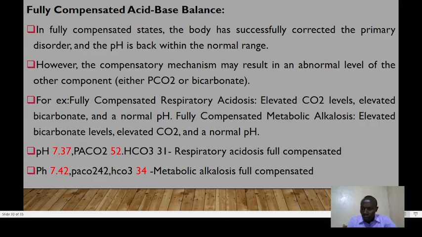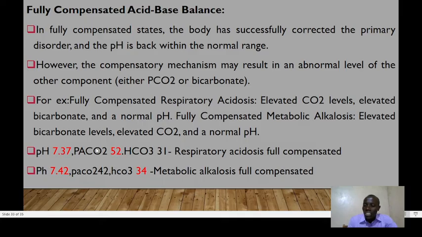Looking at the pH, is it acidic or alkaline? Well, 7.37 is within the normal range, which is 7.35 to 7.45. So what am I supposed to do in this case, guys? If you look at 7.37, it's much closer to 7.35. So that means it is acidic. It's acidic here, guys.